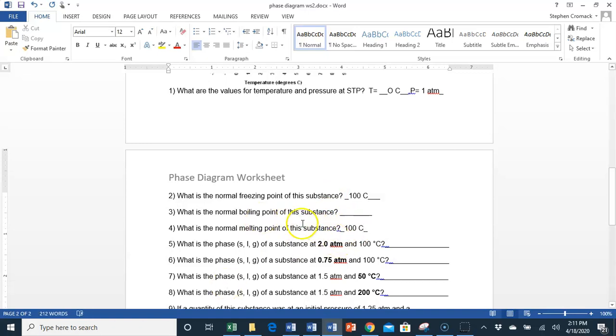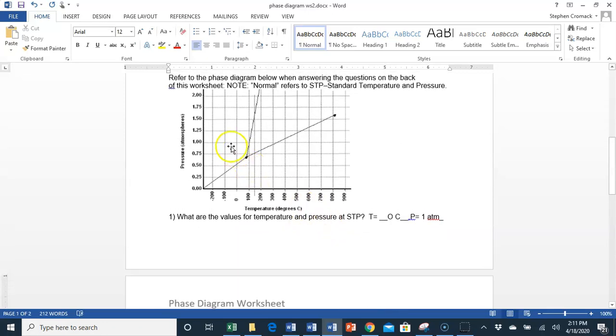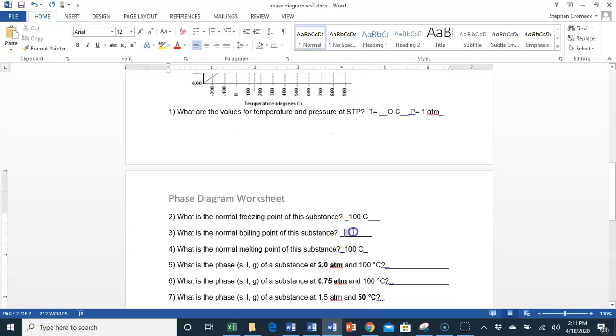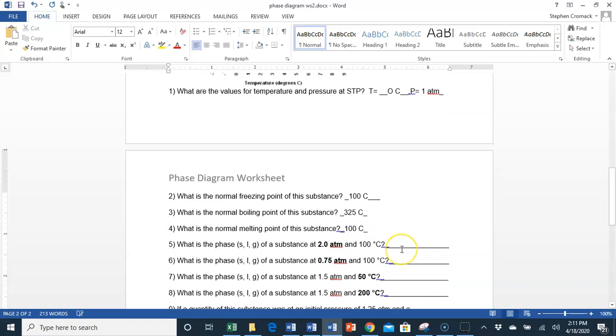Let's take a look at the normal boiling point. So that's at 1 atmosphere. We're going to go across to the point between the liquid and the gas phases, and that looks like it's right over 300, so let's call that about 325. And again, with some of these, unless they fall right on the line, you can kind of eyeball it. Maybe you said 350, that's okay as long as you kind of understand it. So then we're going to do some movement around.